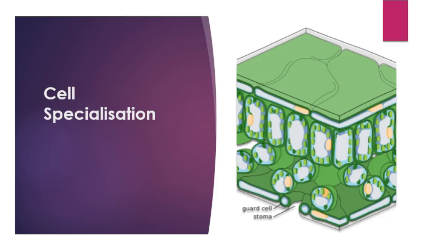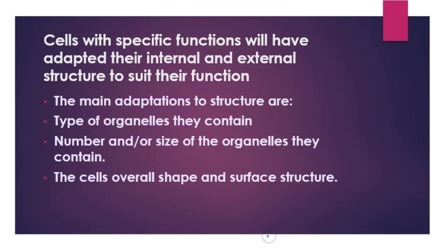This is the first recording about cell specialization, and it's specifically about cells in plants. So cells have very specific functions, and because of that they've adapted their internal and their external structure to help with their function. So when you look at a cell, you don't just see the generic cells that we give you when you're learning what the organelles are.